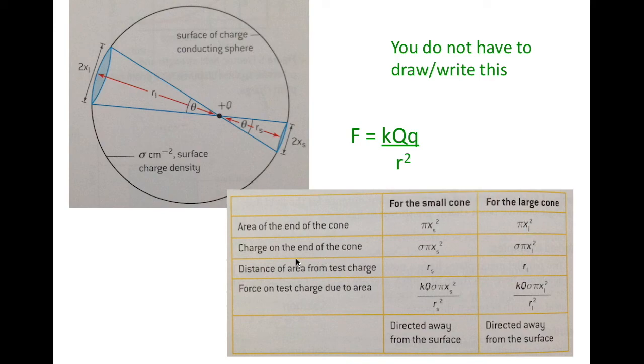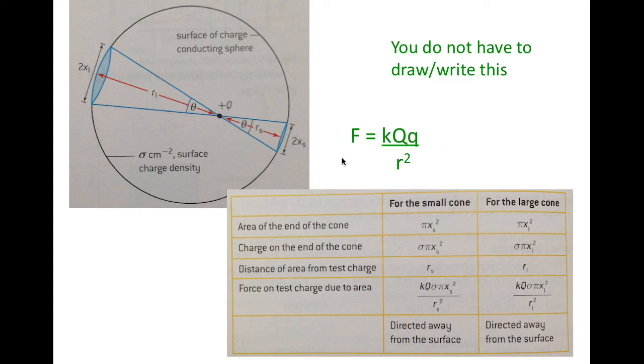The charge on the end of the cone for the small cone is sigma pi x_s squared, and for the large cone it is sigma pi x_l squared. The distance we already know as being r, and we gave that as r_s and r_l for the small and the large cones.